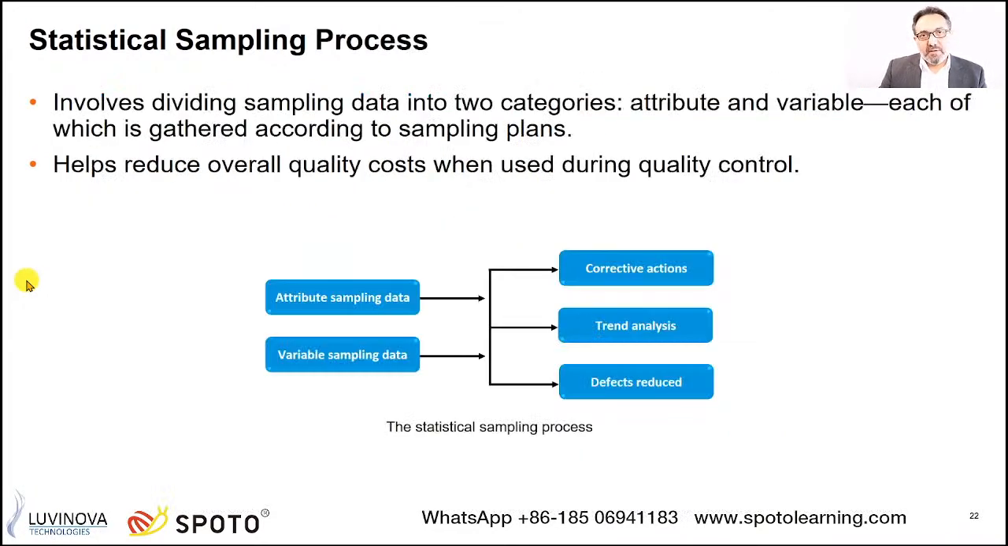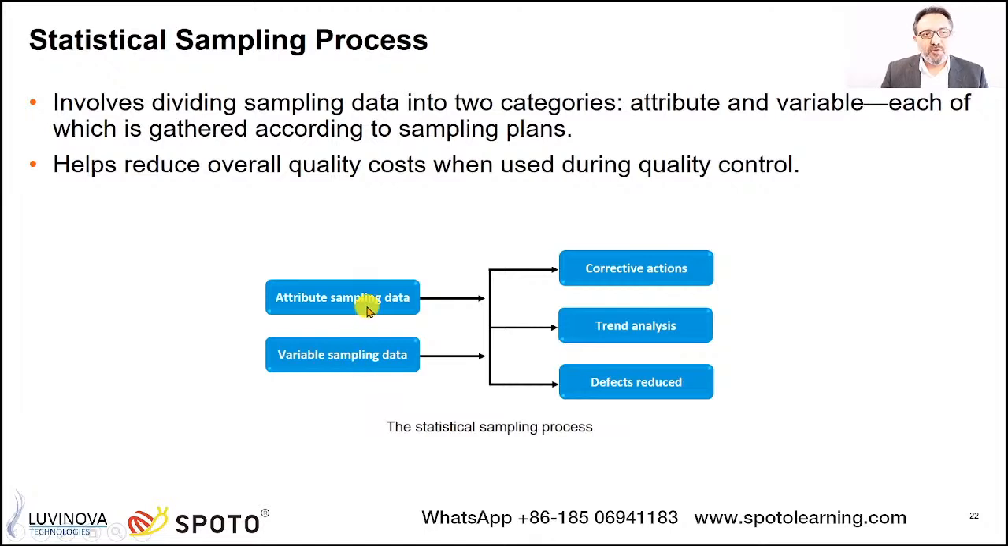In order to pick this, normally we go for thinking about the statistical sampling process. So normally we first divide the sampling data into 2 categories. Of course, it depends on your deliverables, but in general they are either attribute or variable. And then this helps reduce overall quality cost when used during quality control. So what are these attribute and variable sampling data?